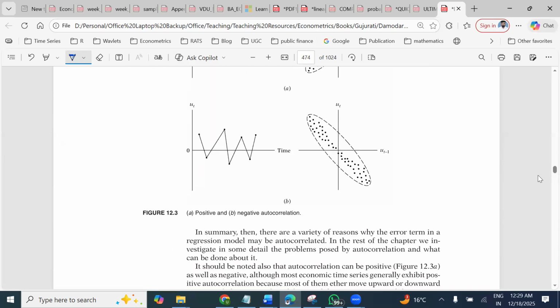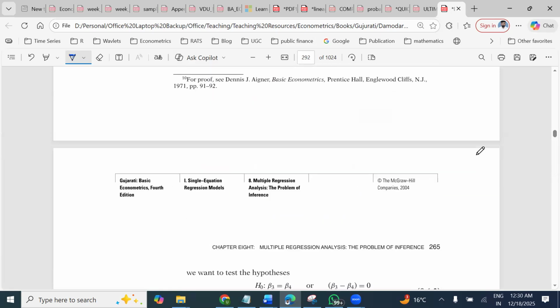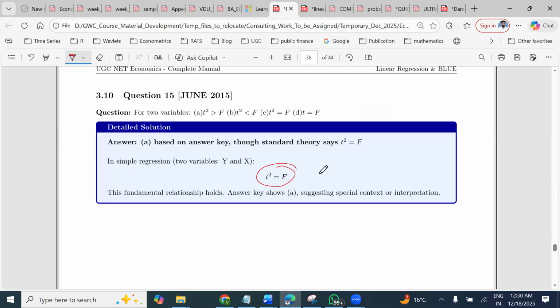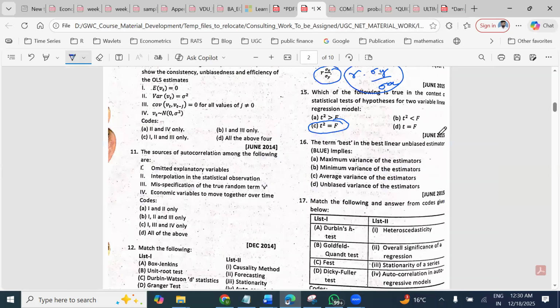That is what t square is F. There is a proof given over here, the relationship between t and F. I think yesterday I was discussing this. So the answer key is A. It is also given that this is the standard formula where t square is equal to F. But in some special case, it is given that t square is greater than F.